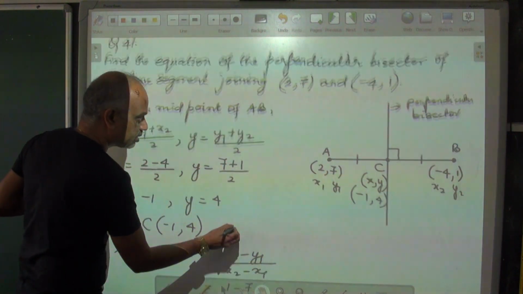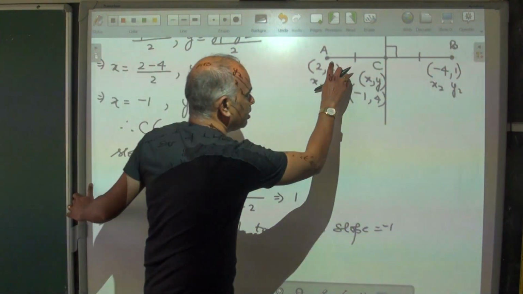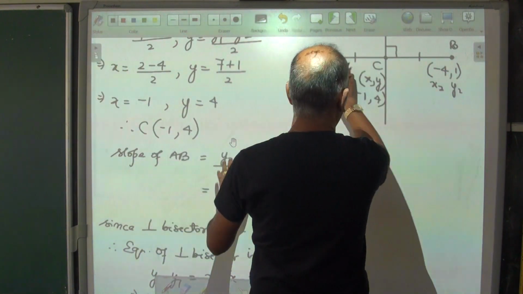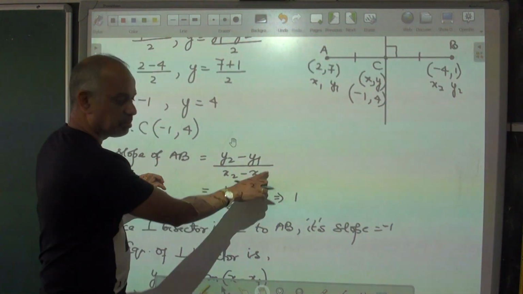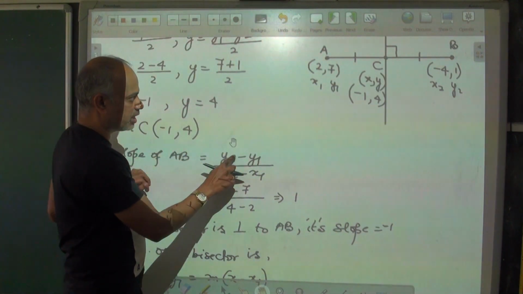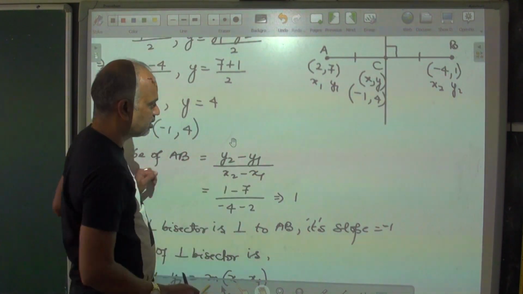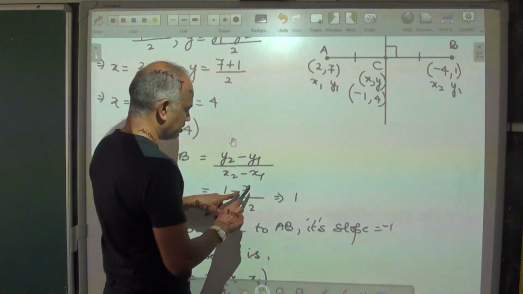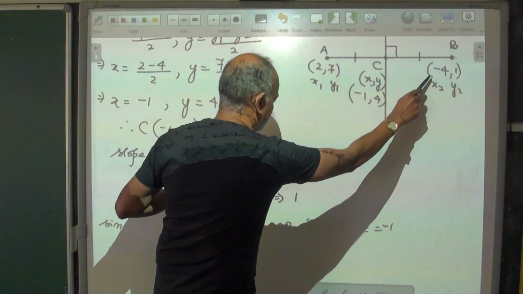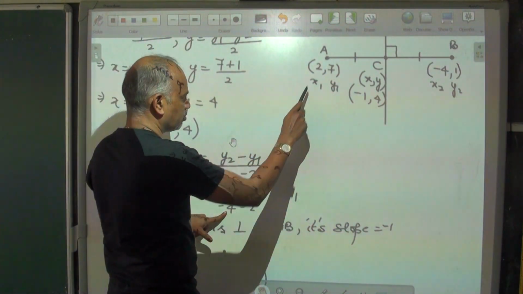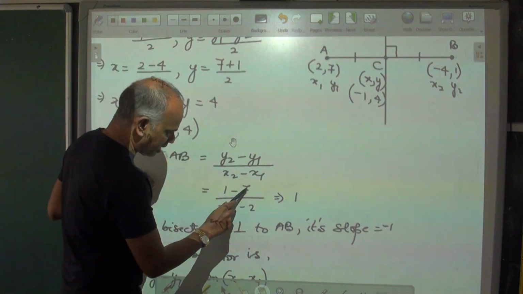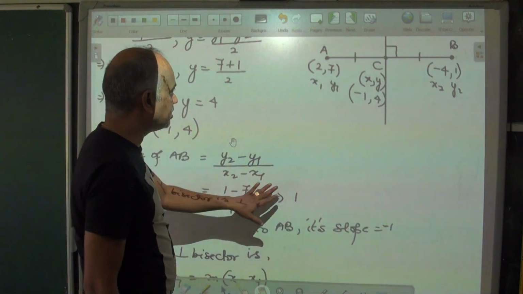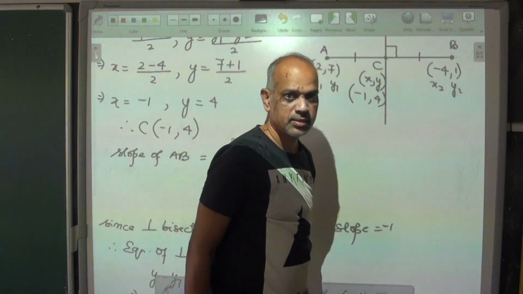So for AB, again, you know 2 points. Use these 2 points to find the slope. Slope of AB is, this is the formula, if you know 2 points, y2 minus y1 by x2 minus x1. y2 is 1 minus y1 is 7 divided by x2 is minus 4 minus x1 is 2. This is minus 6 divided by minus 6, which will give you 1. This is the slope of AB.